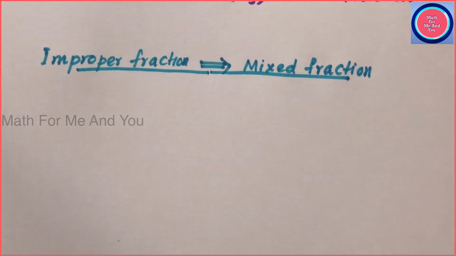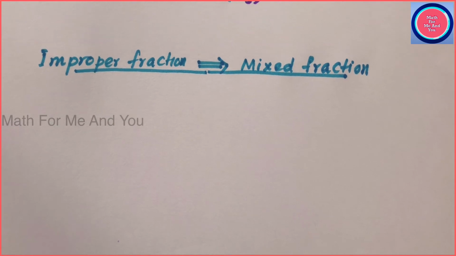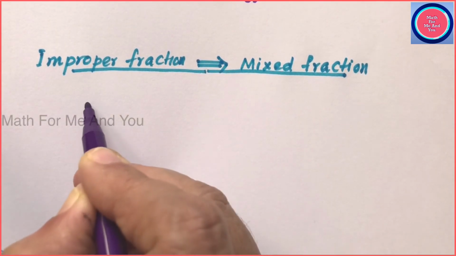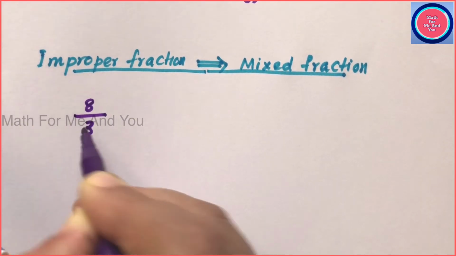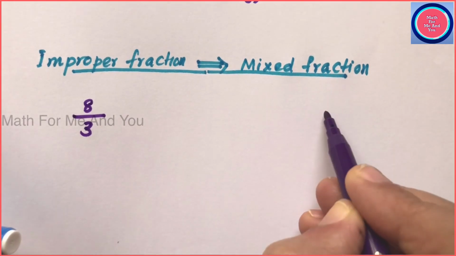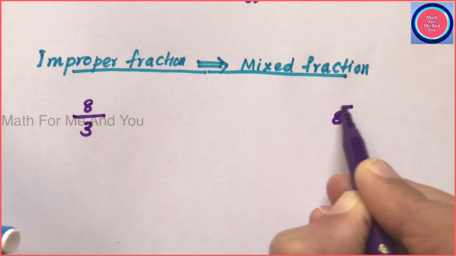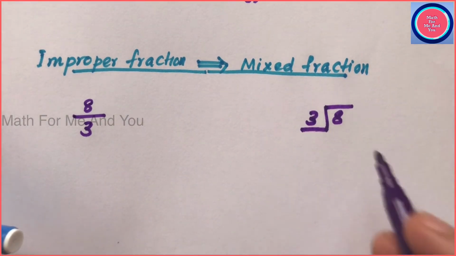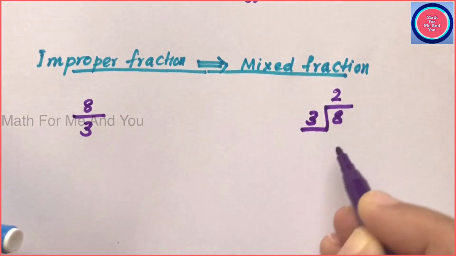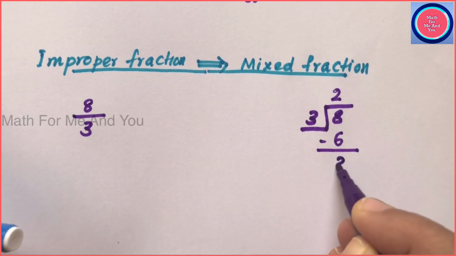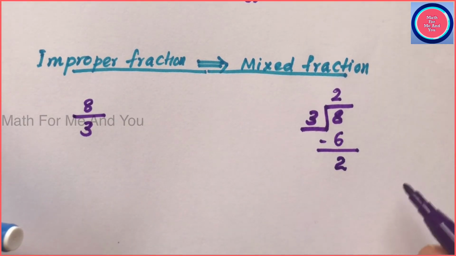Start with an improper fraction. How can we change it to a mixed fraction? Here I am taking the first one as 8 over 3. What is the meaning of 8 over 3? It means take 8 and divide by 3. How many times does 3 go? 2 times. 2 times 3, 6. What is the balance or remainder? We get 2. Okay, finish division.